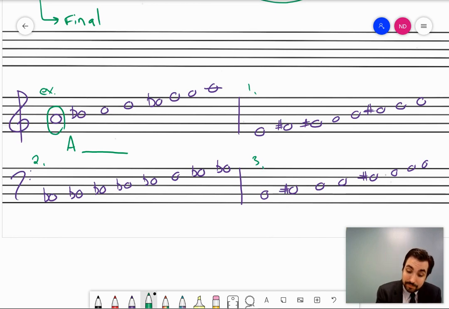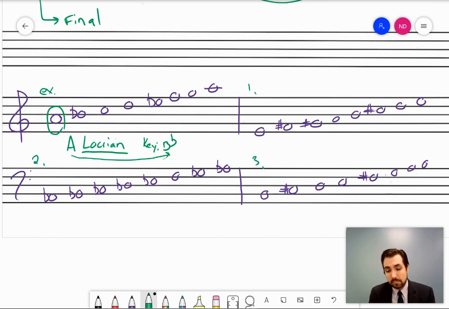So in this example, it's A something. What does my key signature tell me? 2 flats. 2 flats is what key? B flat. Now, how do I determine the mode? A is what number in the key of B flat? A is the leading tone in B flat. A is 7. The mode built on 7 is Locrian. So this is A Locrian. Why don't you try 1, 2, and 3, and then we'll talk about it.